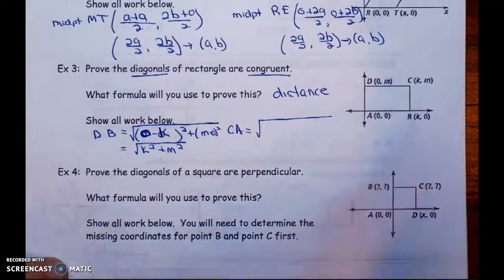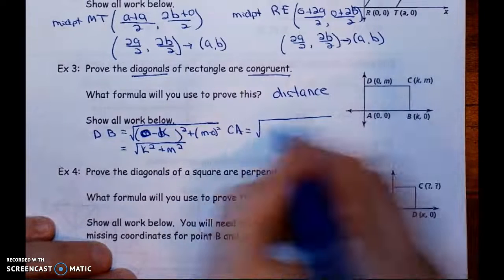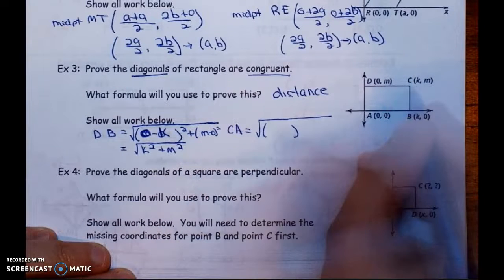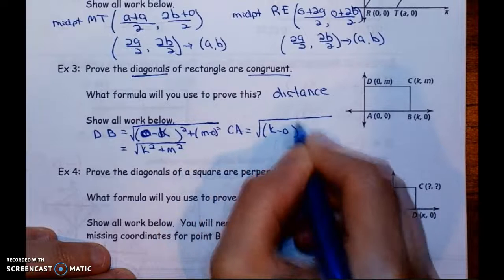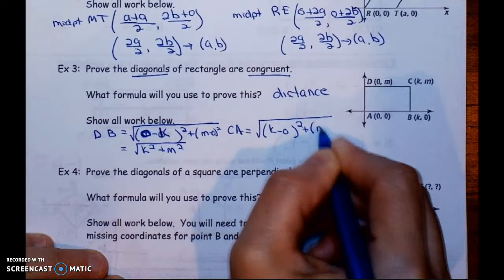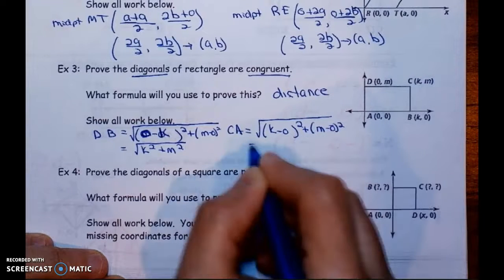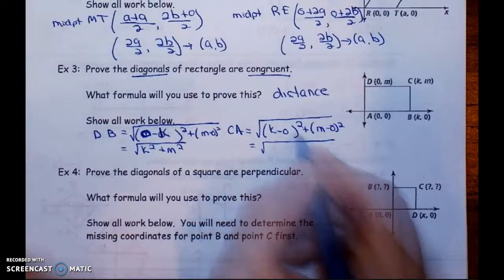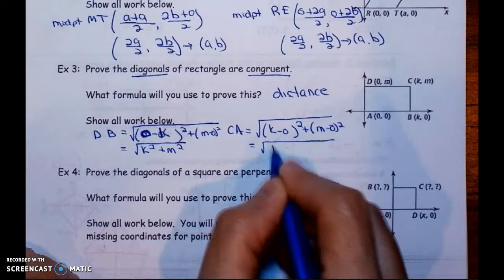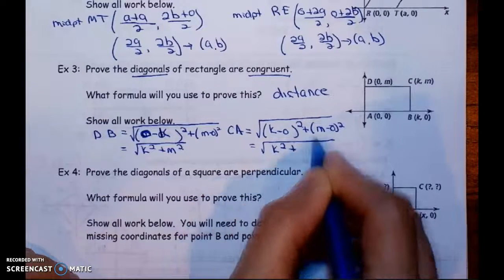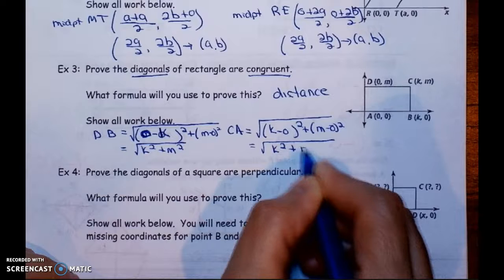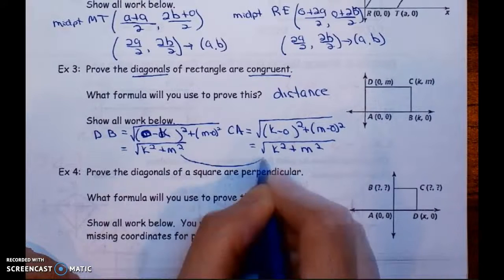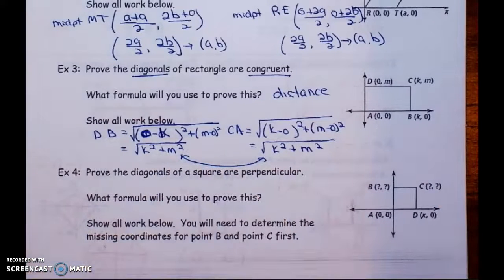Let's go take a look at C to A. Same thing, we're subtracting the x's. k minus 0 squared, m minus 0 squared. k minus 0 is k, we're squaring that. m minus 0 is m, and we're squaring that. Notice the distances are the same.